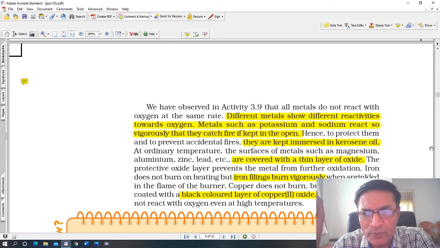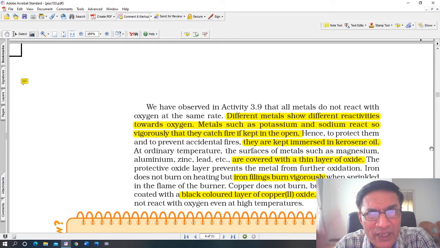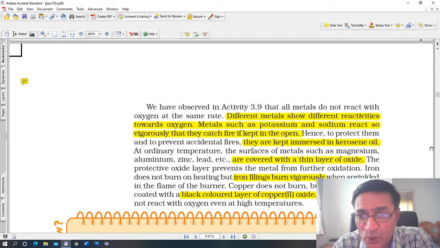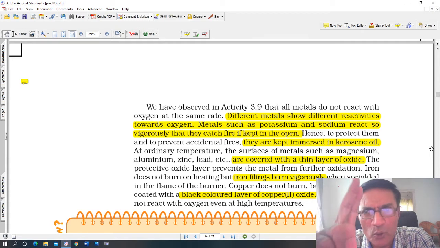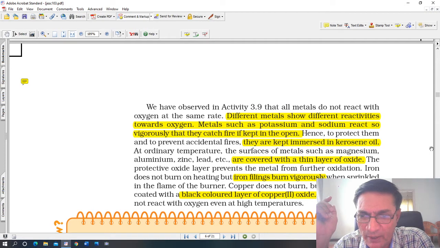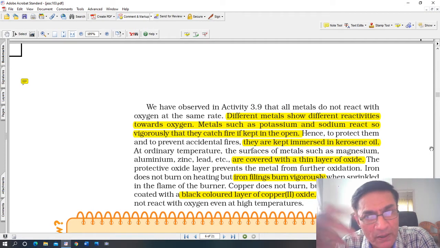Metals such as potassium and sodium react vigorously, एकदम fast, तेजी से react करते हैं. Then they catch fire if kept in the open. Okay, hence to protect them and to prevent accidental fires, they are kept immersed in kerosene oil. केरोसिन के अंदर बोतल होती है, बड़ी बोतल, बोतल के अंदर केरोसिन होता है, केरोसिन में सोडियम और पोटेशियम को रखते हैं. At ordinary temperature, मतलब room temperature 25 डिग्री, 30 डिग्री, 32 डिग्री.